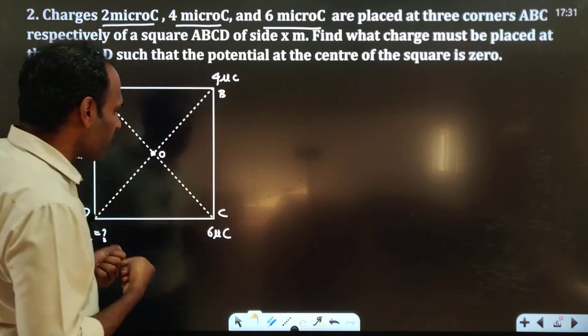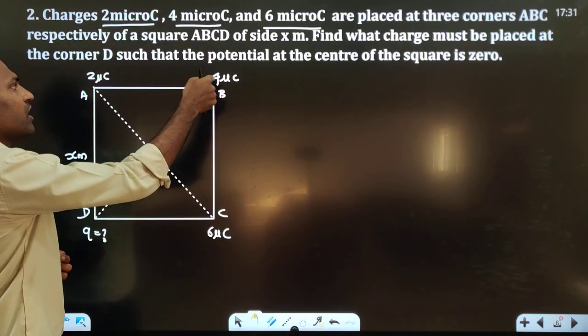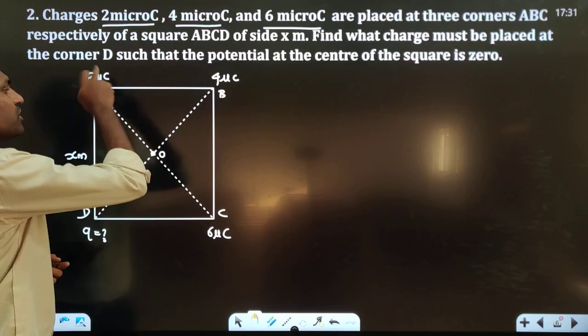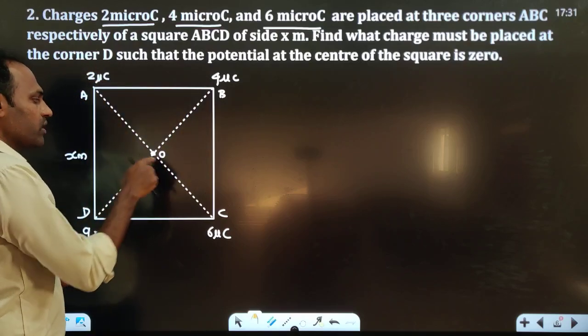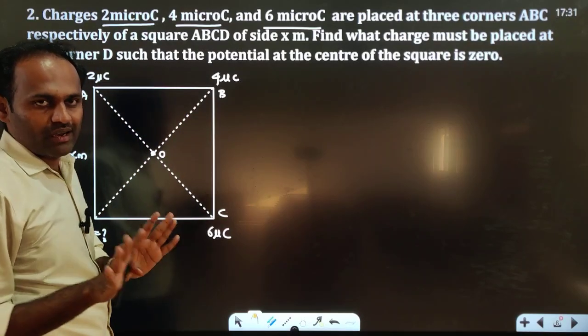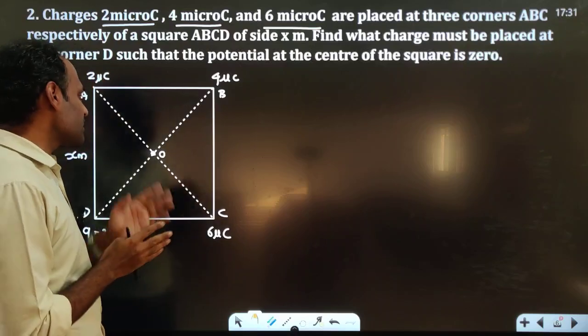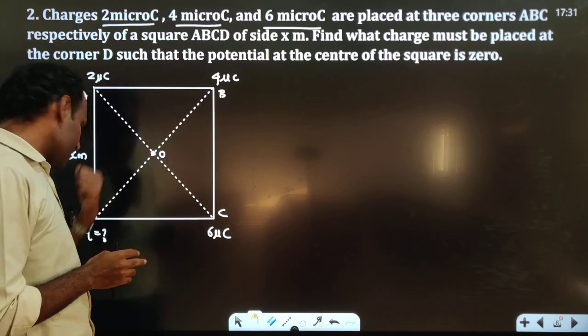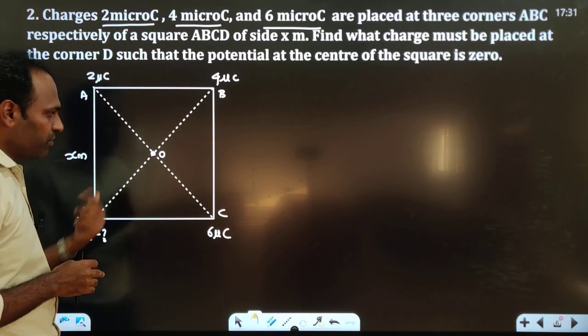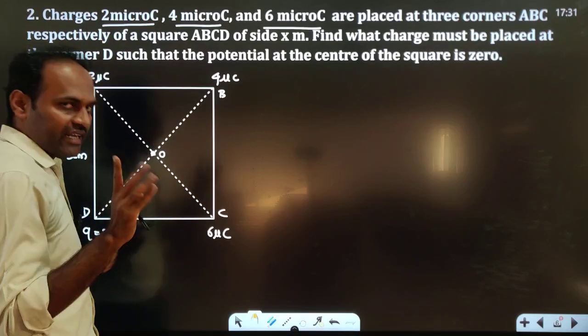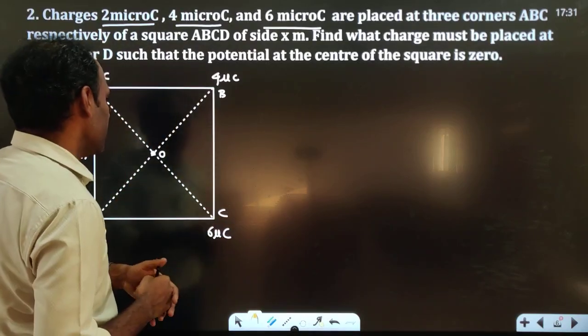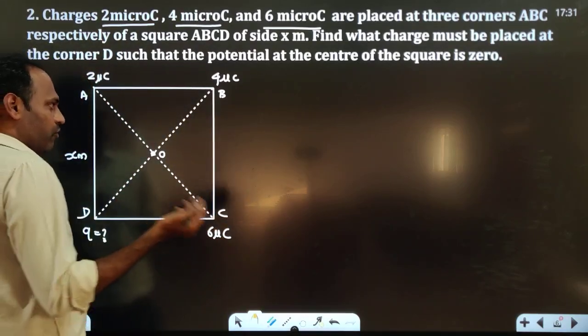So the answer is right in front of your eyes. 6 plus 4 is 10, 10 plus 2 is 12. It means 12 volt. Let us say the positive potential is due to 12 microcoulomb charge. Then how much should this charge be? It should be minus 12 microcoulomb. Then only the potentials will be the same and they will get cancelled. That we have to calculate by the formula here.